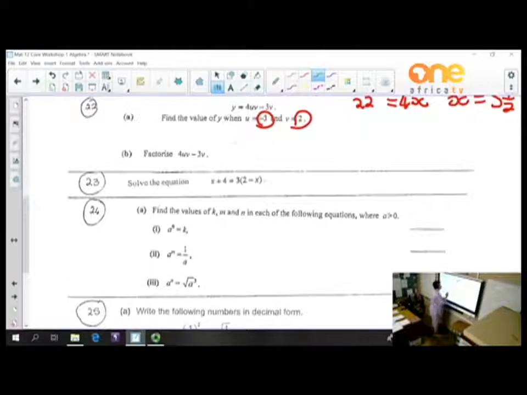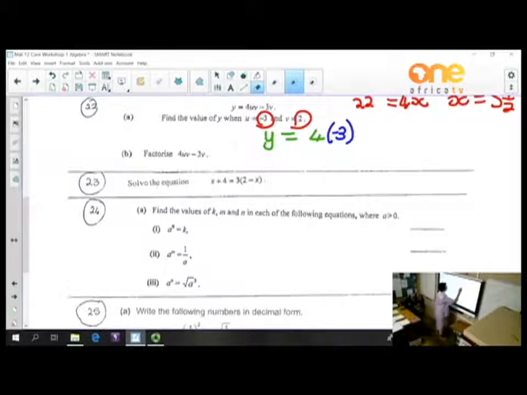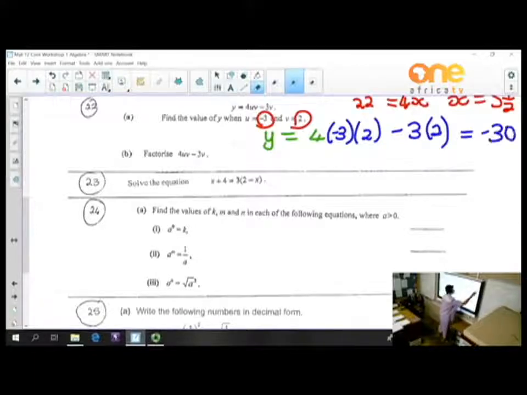Otherwise, we make mistakes. So then we're going to say that y is equal to 4. And now in this place, in brackets, I substitute the negative 3 times v, and v is then 2 minus 3, and v is again 2. So I substitute those values in there. Now you can just press your calculator. My answer is negative 30. Just do it on the calculator there. But you have to substitute in brackets.